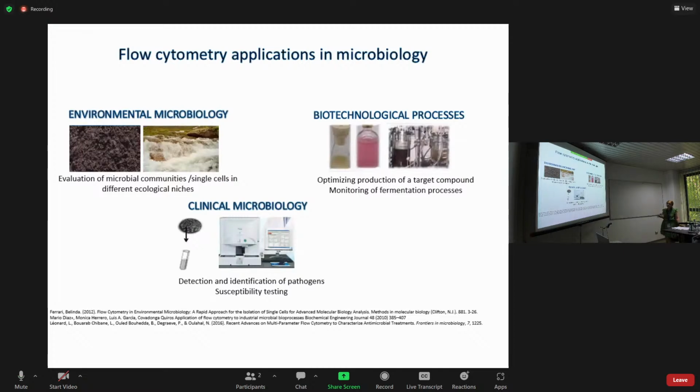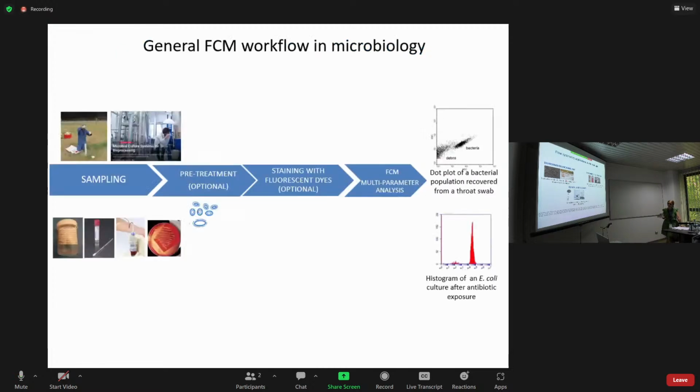And flow cytometry started to be applied in microbiology not very long ago. First in biotechnological processes to control the metabolic activity of starter cultures, for example, in beverage industries. After that in environmental microbiology, and last in clinical microbiology.